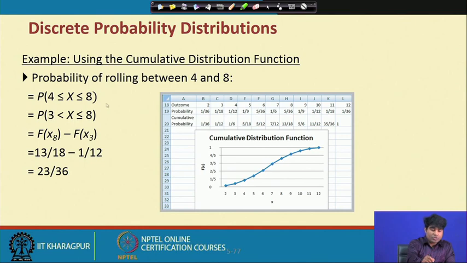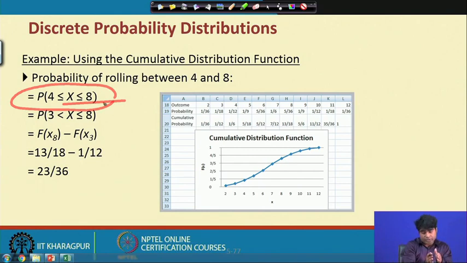So the idea here is the representation P, where x is the requirement, between 4 and 8. So we have 2, 3, 4 and 8. This is the kind of structure we need. So P of 4 to 8 means probability of 4 minus probability of 8. So f of x equal to 4 and f of x equal to 8, then you will get the particular probability again.